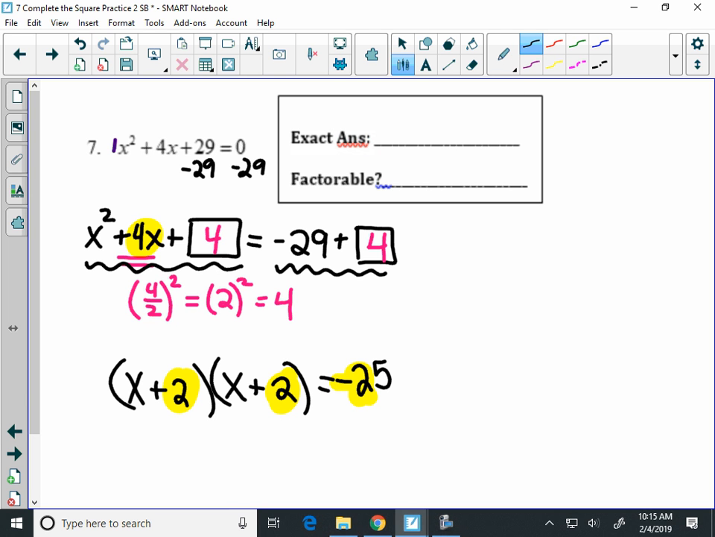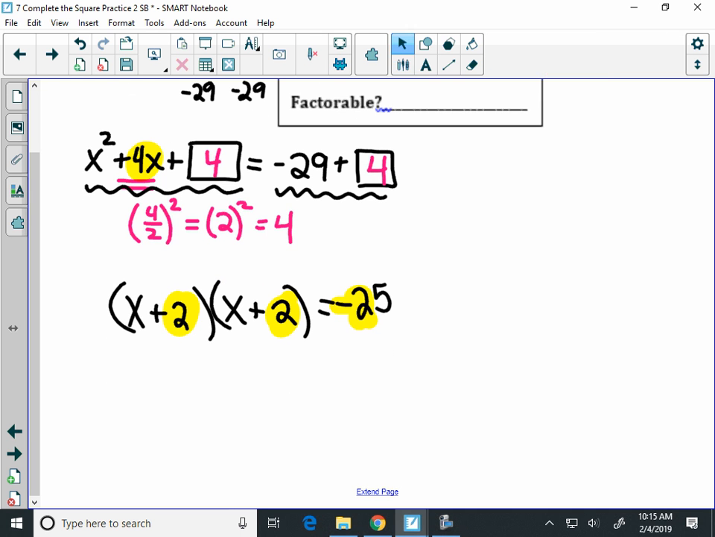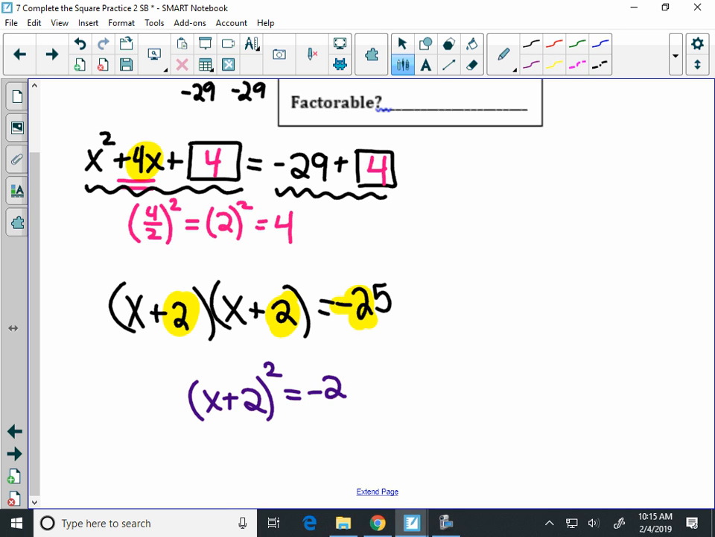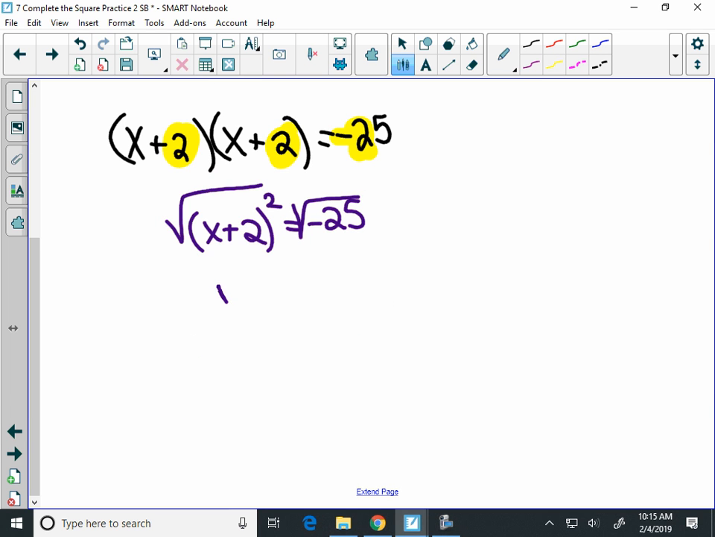Okay. Now, the left-hand side is going to simplify. I condense these to be x plus 2, the quantity squared, equals negative 25. Now to get x by itself, I take the square root of both sides, which gives me x plus 2 equals plus or minus. Now, think about how to simplify the square root of negative 25.